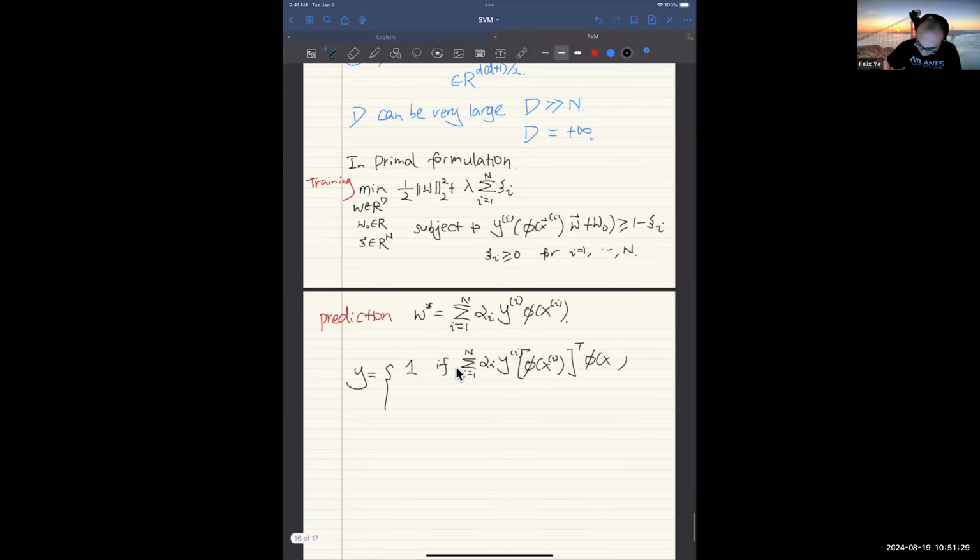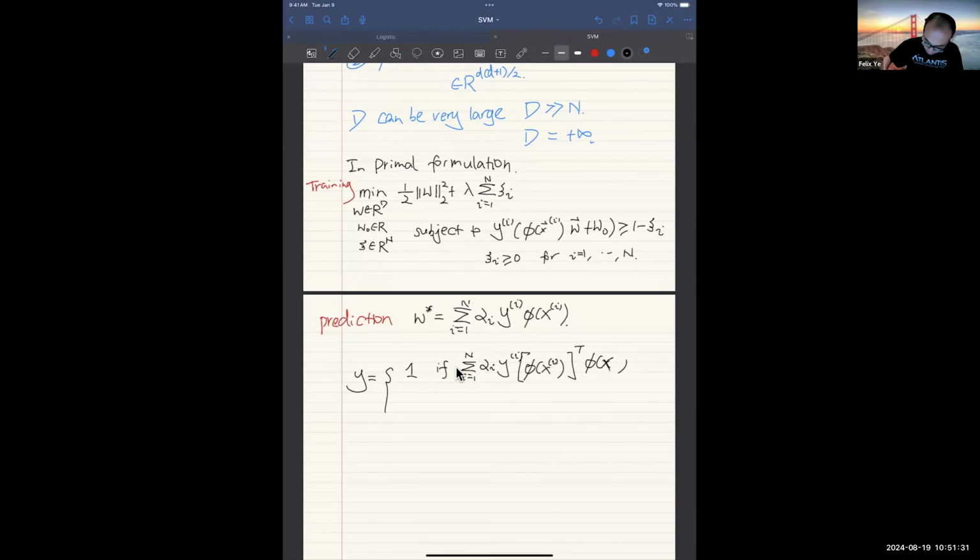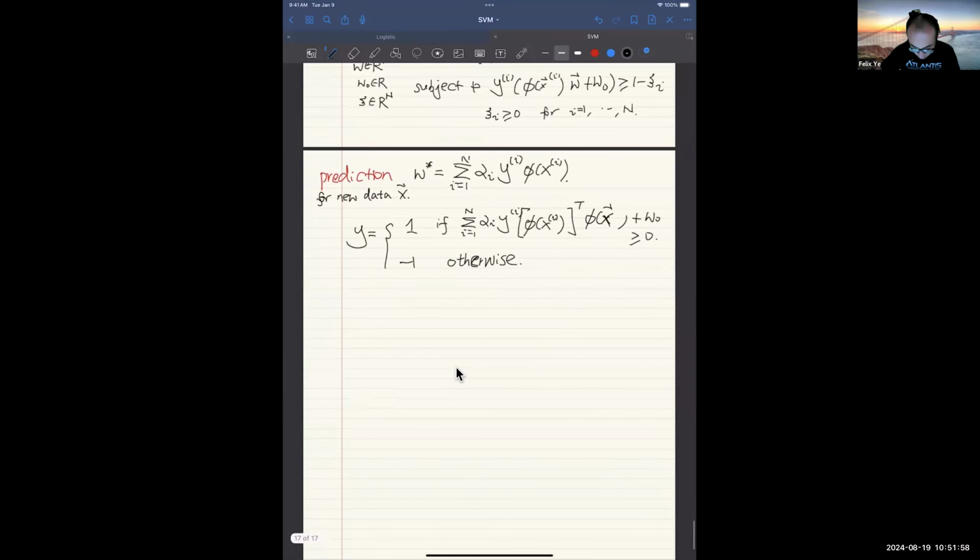so the new x here. You have new data, so prediction for new data x, plus W0. If this quantity is bigger or equal than 0, this will be classified as 1. Otherwise, it will be classified as -1. Right, so this is the primal formulation.